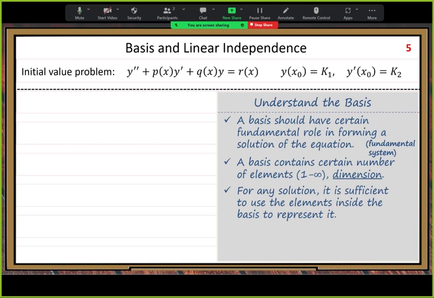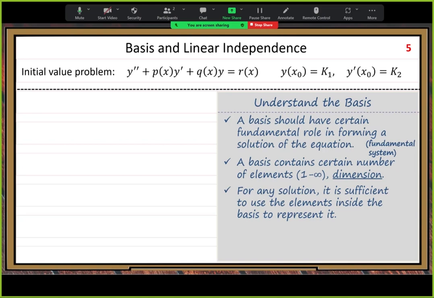It's sufficient to use some of the functions, not necessarily all. 1, 2, 3, up to the dimension number. Now, we can represent any general solution of the original system.